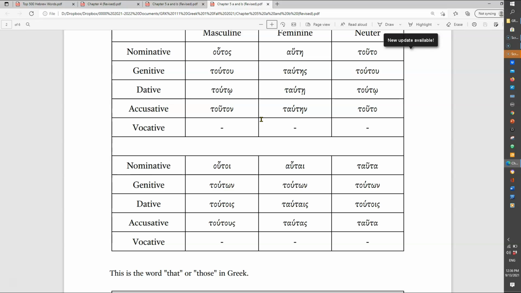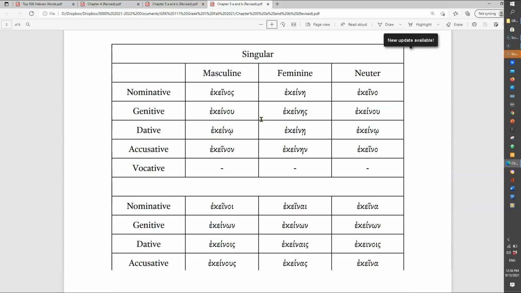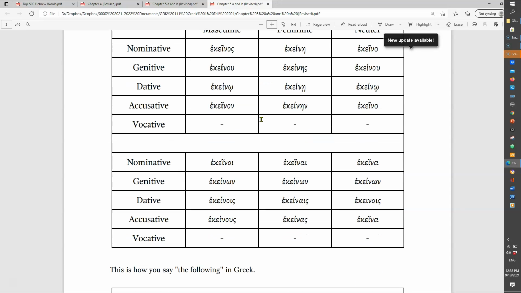Okay, so is this going to be hard to get? No. Okay, what about the word "that"? Oh my goodness, look at all those new endings. Os, e, o, on, oi, on, ois, us, a, ace, a, ain, I, on, ais. Exactly like the definite article: e, o, on, ois, a. That's the definite article chart, right? With the word ekeinos in front of it. That's how you say "that."